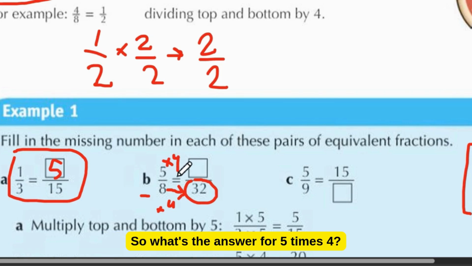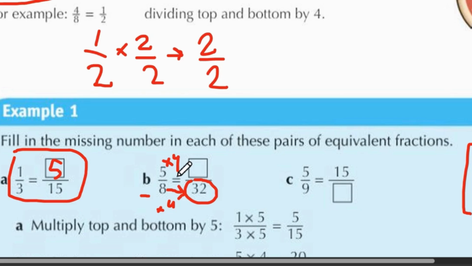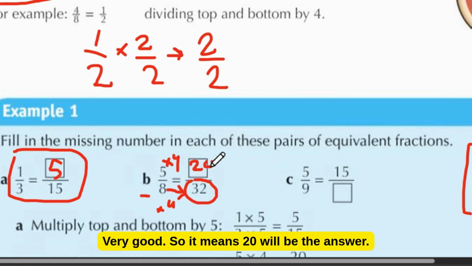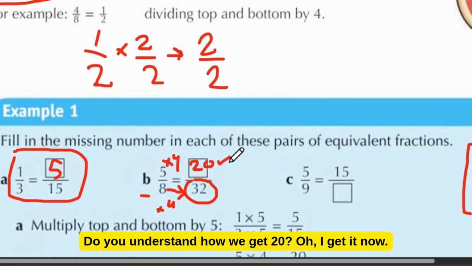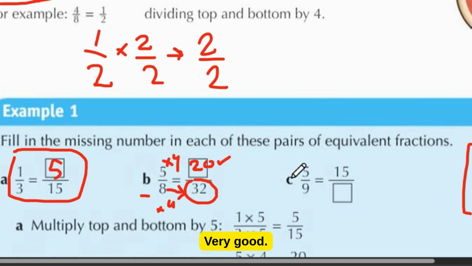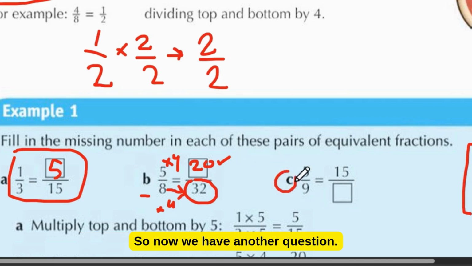So what's the answer for 5 times 4? 20. Very good. So it means 20 will be the answer. Do you understand how we get 20? Oh, I get it now. Very good. So now we have another question.